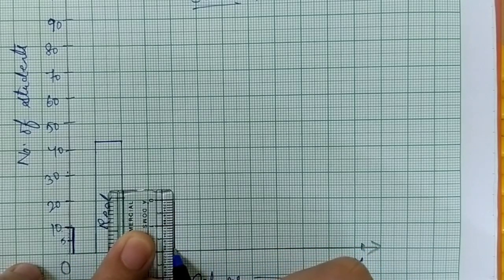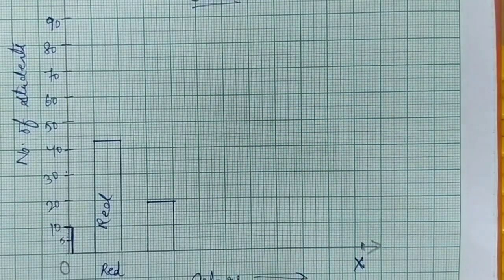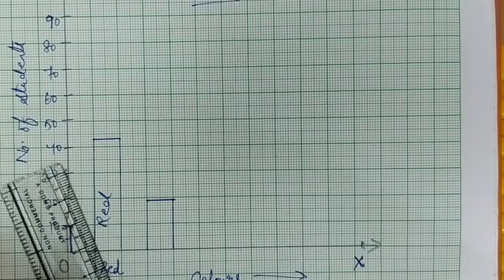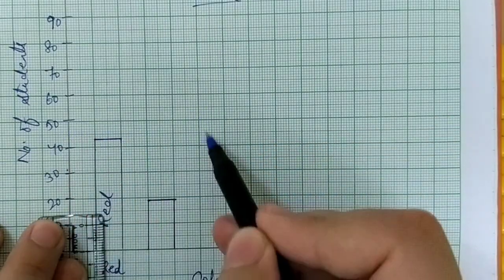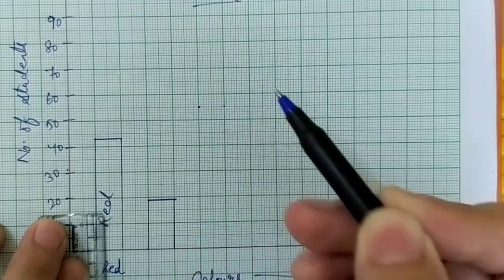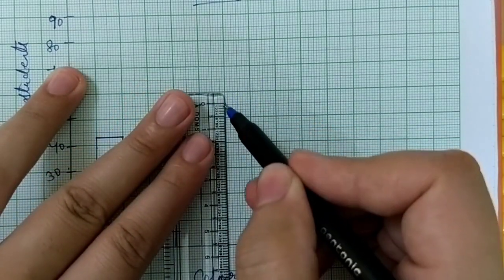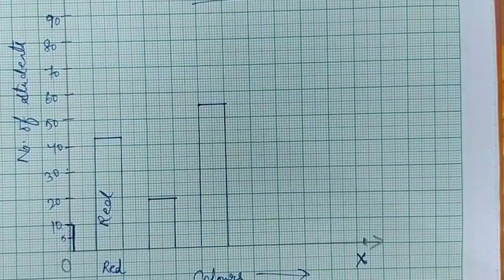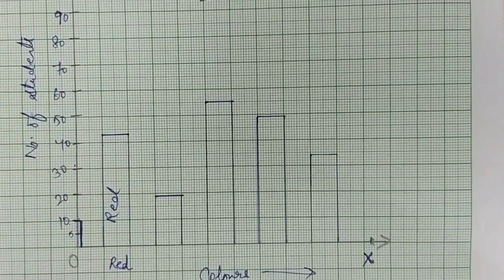So the line one less than it will be your 19. Okay, this is what you have drawn, 19. Likewise blue is liked by 55 students. So here you go to 50 and now the half of this box is your 55. So you will get this as 55. So likewise you can draw for the other colors also.